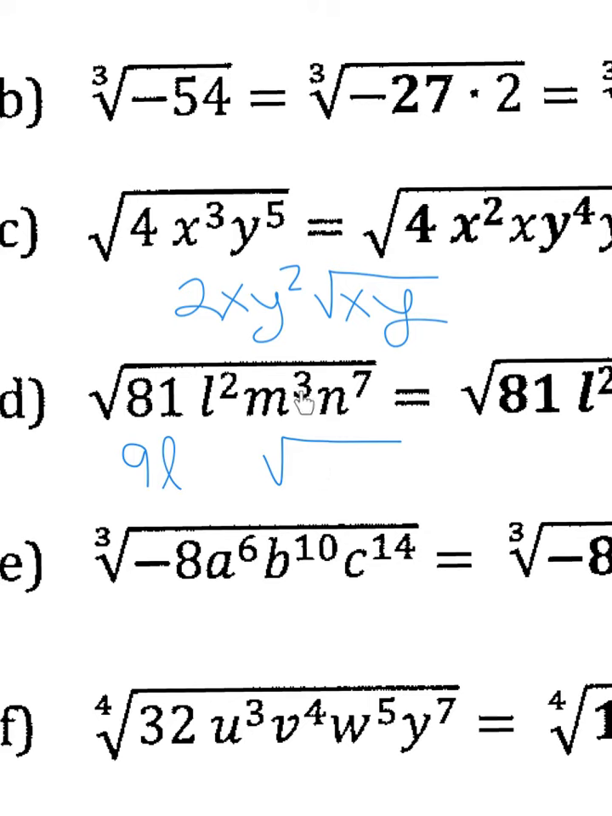How many groups of 2 can I make out of 3 m's? I can make one group, and there will be 1 left over. How many groups of 2 can I make out of n to the 7th? 2 goes into 7 three times. So there'll be n cubed out here and 1 left over because that doesn't use up all of them. 2 goes into 7 three times, but that's only 6 and 1 left over in here. So 9 l m n cubed times the square root of m squared.